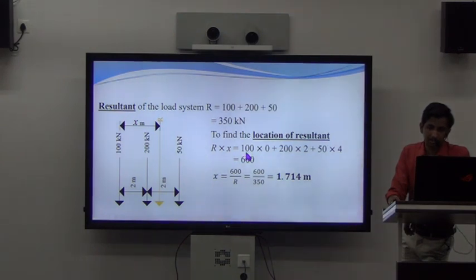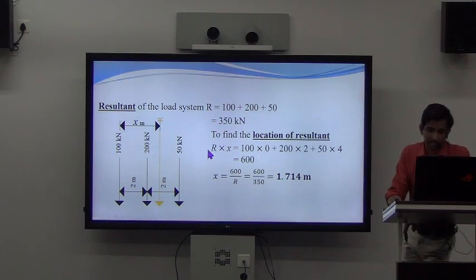Once we calculate the moment, we will obtain it as 100 into 0, that is 100 multiplied by 0, there is no distance here. Second load is 200 and it is at a distance of 2 meters, therefore the moment will be 200 multiplied by 2, and the final load 50 is at a distance of 4 meters. So the moment will be 50 multiplied by 4. So these things can be equated as per our Varignon's theorem.